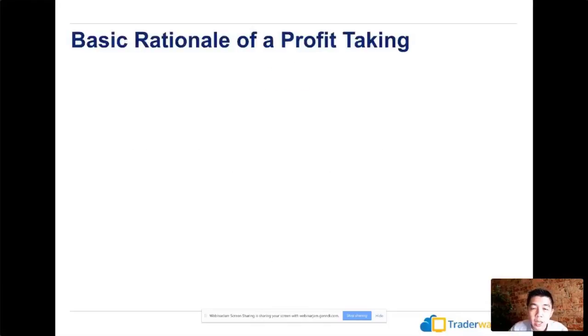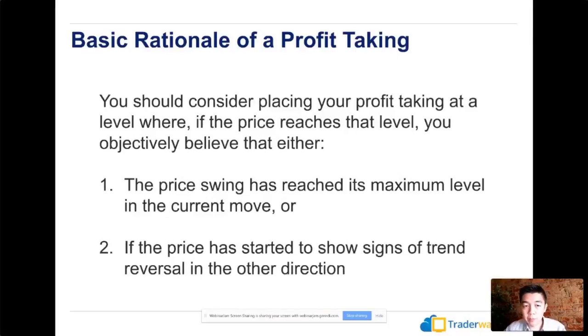So let's take a look now at the rationale of a profit-taking level. Later on, I will show you more examples using the live chart. So just bear with me on this knowledge part first. All right, so in terms of profit-taking, this is the way I look at it. You should consider placing your profit-taking level at a place where, if the price reaches that level, you objectively believe that either that particular price swing has reached its maximum level in the current move, or secondly, the price has started to show signs of a trend reversal in the other direction. Okay, so these are the two conditions that I usually use when I monitor my open trades and decide when I should actually take a profit.